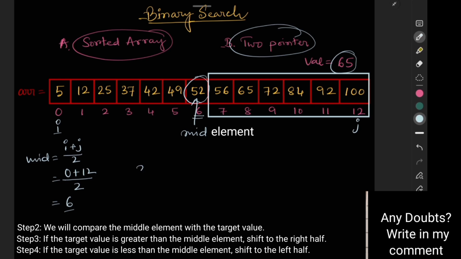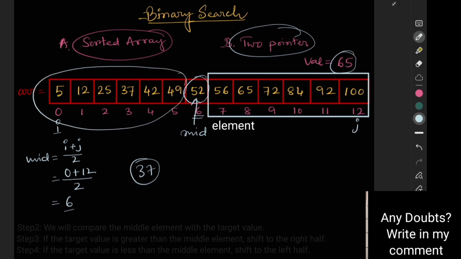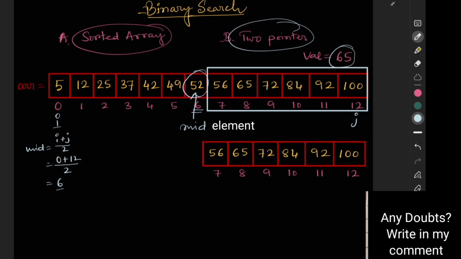And if I want to search 37, then as 37 is less than 52, I can say 37 can be present in the left side of 52. That means the left side of the middle element. Okay. So now as 65 is greater than 52, we are shifting to the right side. The first index of the right side is 7, so i is pointing to index number 7, which is basically the next index of mid, and j is pointing to the last index, that means 12.